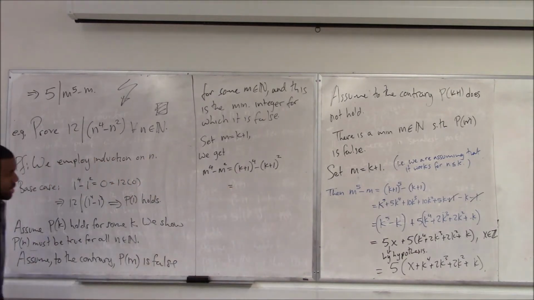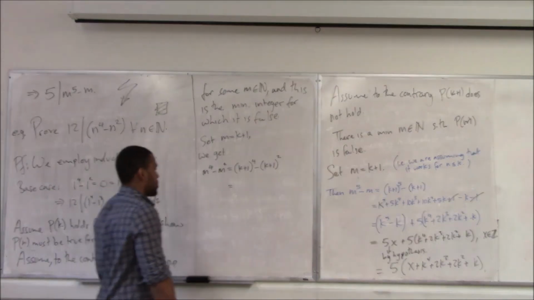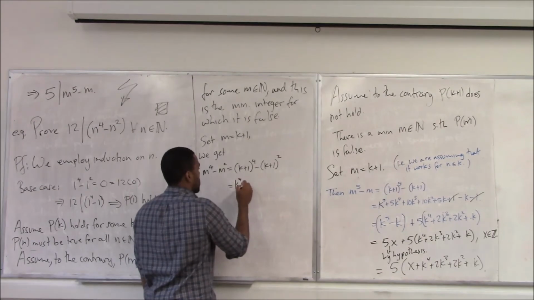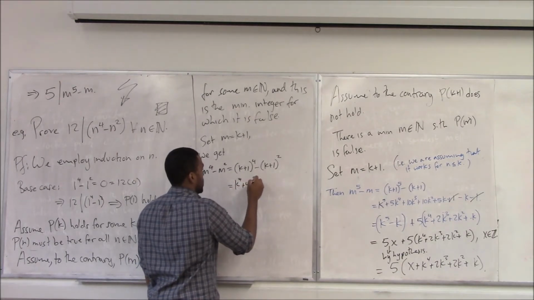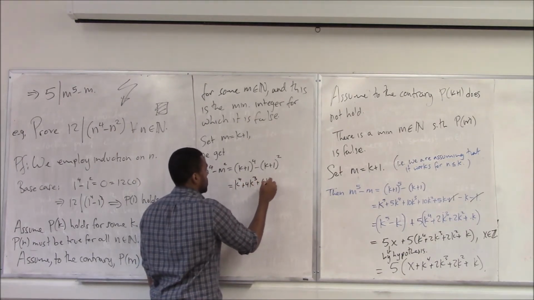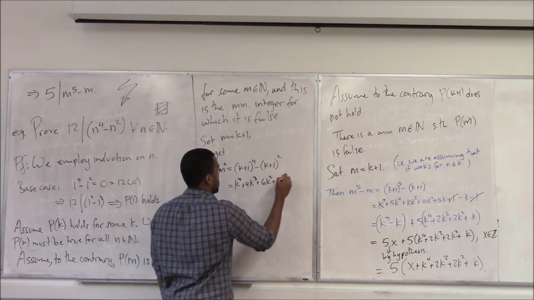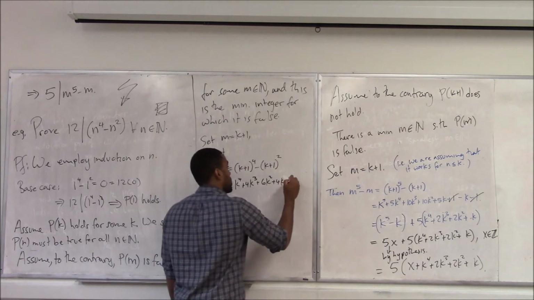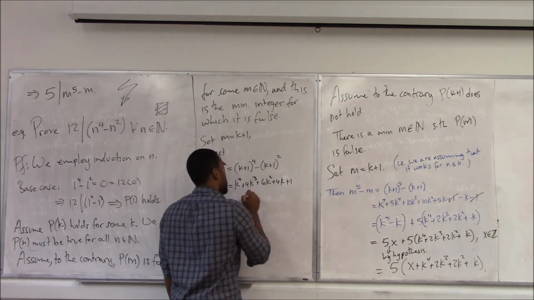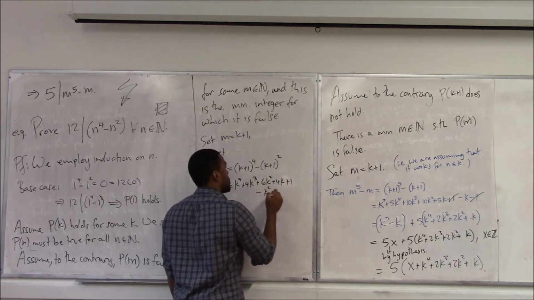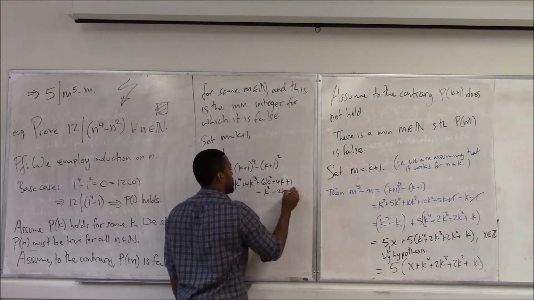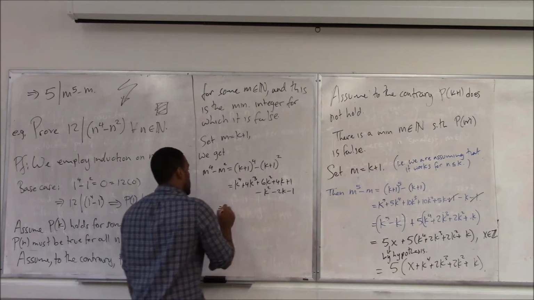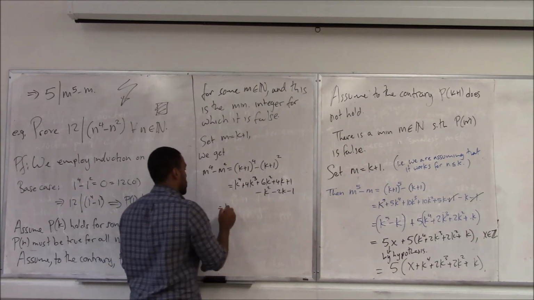But let's see if that actually happens. What's going to happen here? This is k to the 4th plus 4k cubed plus 6k squared plus 4k plus 1 minus k squared minus 2k minus 1. Now that will become what?